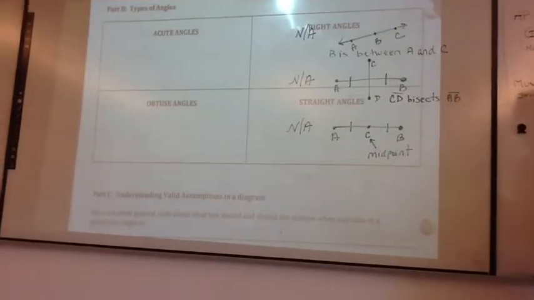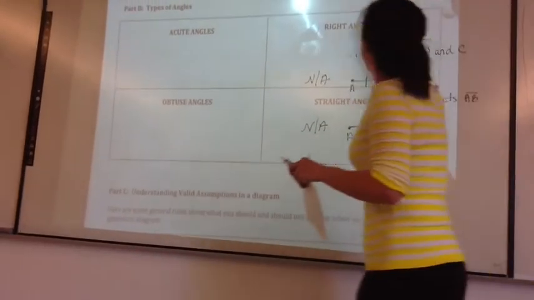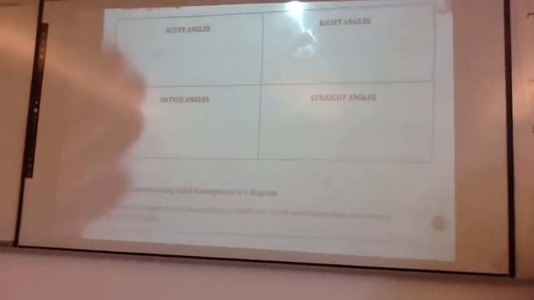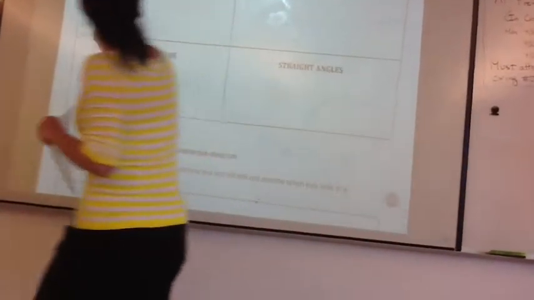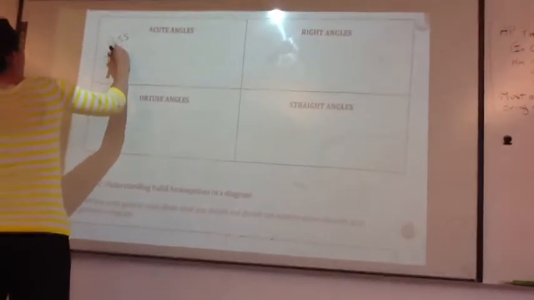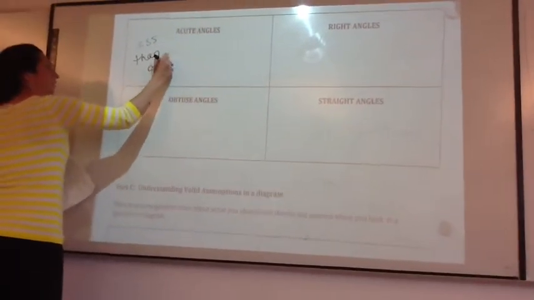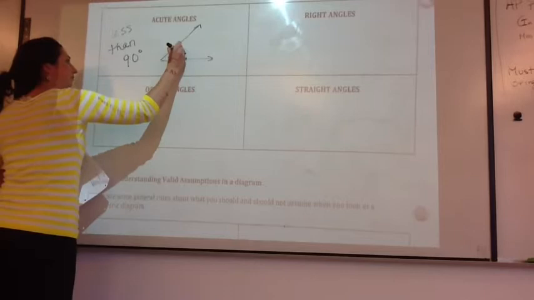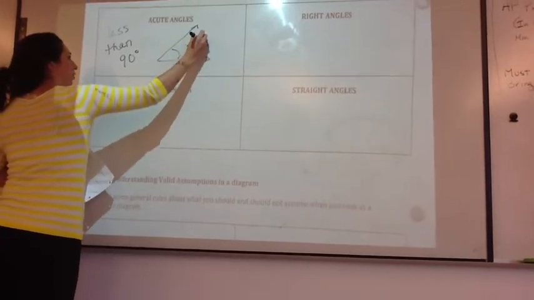John, we have acute angles first. Can you tell me what acute angles are? Below 90 degrees. Very good. So angles that measure less than 90. So a little picture to go with it. Let's say we had a 40-degree angle.